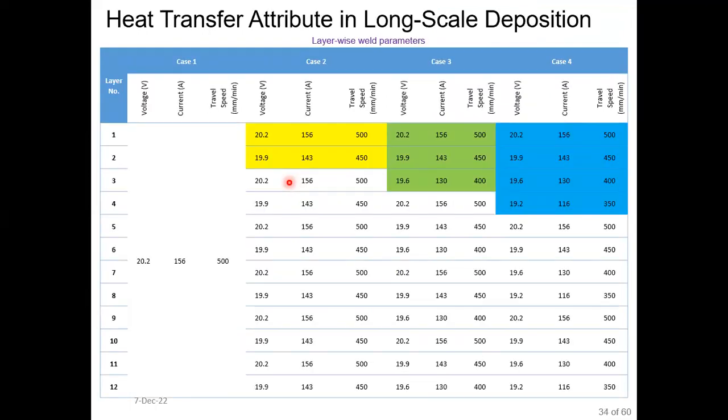As we have validated the developed thermomechanical model with the help of experimental values, based on that, I have proposed a case study to investigate the effect of various parameters like heat input and travel speed on residual stress based on these 4 different cases. Case 1 describes a single layer-wise heat input system, whereas case 2, case 3, and case 4 describe variable layer-wise heat input systems in the form of a 2-tier heat input system for case 2, a 3-tier heat input system for case 3, and a 4-tier heat input system for case 4.